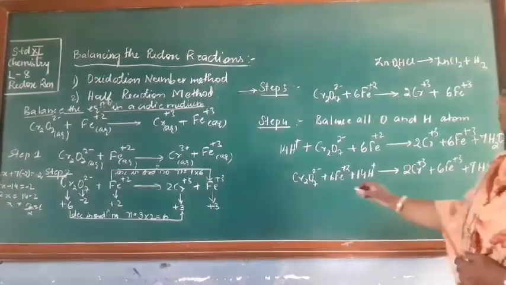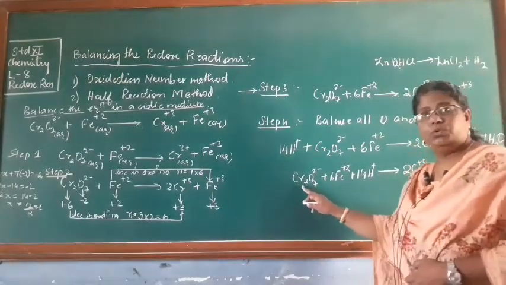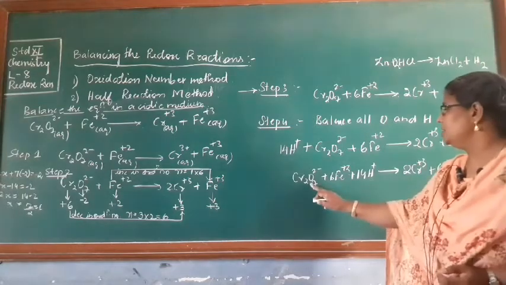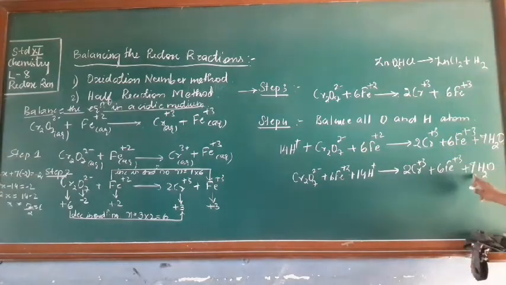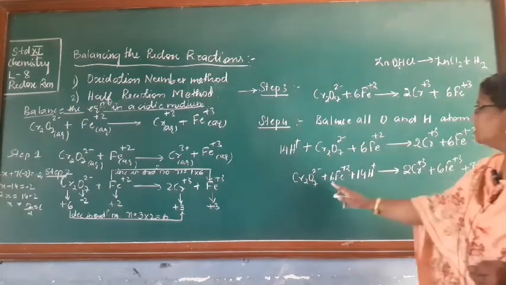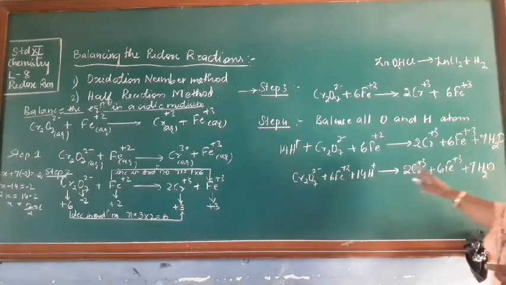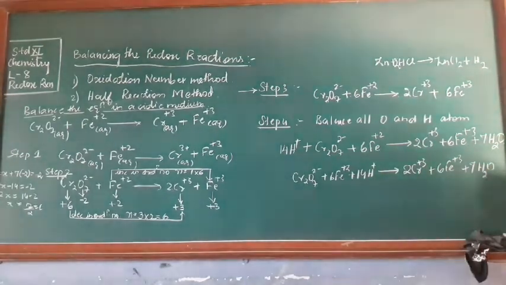Okay, how many chromium? 2 chromium. So here also 2 chromium, it is balanced. Oxygen 7, here also oxygen 7, balanced. 6 Fe atoms, इधर भी 6 Fe है, balanced है. 14H plus, that means 7 into 2, 14H, दोनों तरफ बैलेंस हो गया.